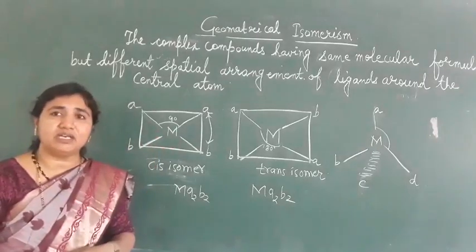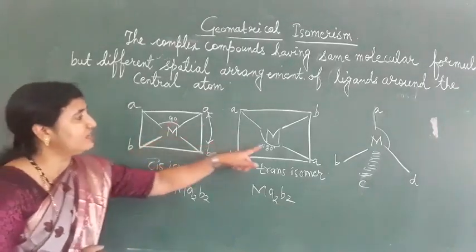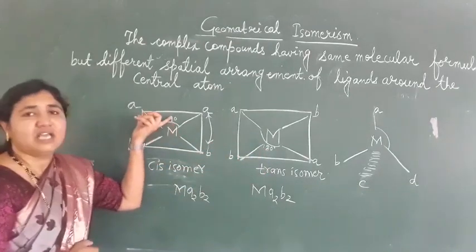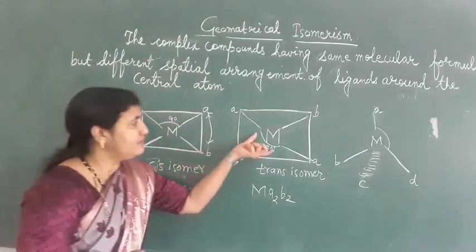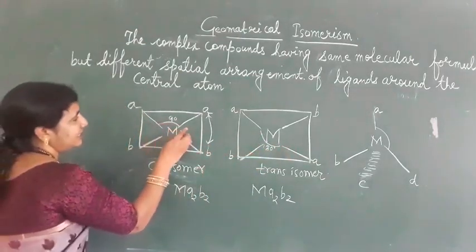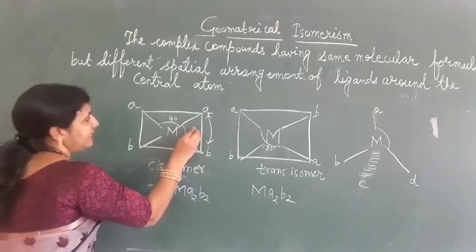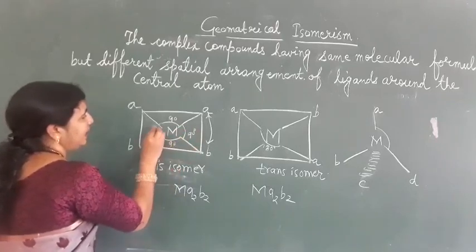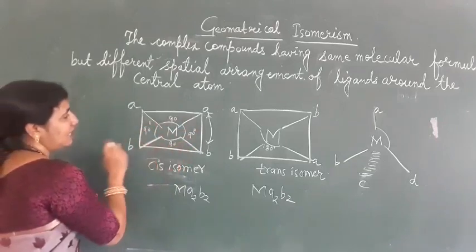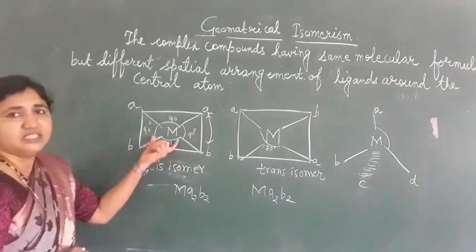And the bond angle should be of two types. What is the bond angle? Two types. One is 90-degree, one is 180-degree. So 90-degree means it will be cis isomer, and 180 means trans isomer. See here, this is 90-degree, this is also 90-degree, this is also 90-degree, and this one is also 90-degree. So these are cis positions.